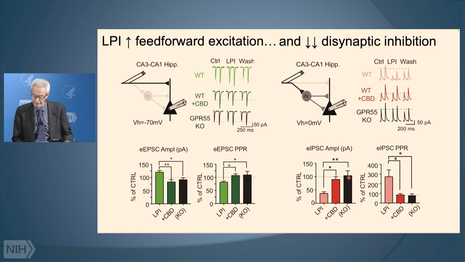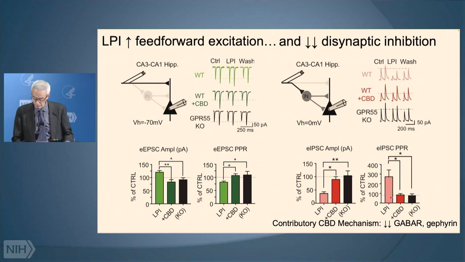It's mimicked by knocking out the receptor. And the changes that we see in amplitude are paralleled by changes in paired pulse modulation. There is a big increase in how much bigger the second response is to the first, indicating a recovery of release probability, and that once again is blocked by CBD and mimicked by the knockout. So evidently, release probability is going way down in response to LPI.